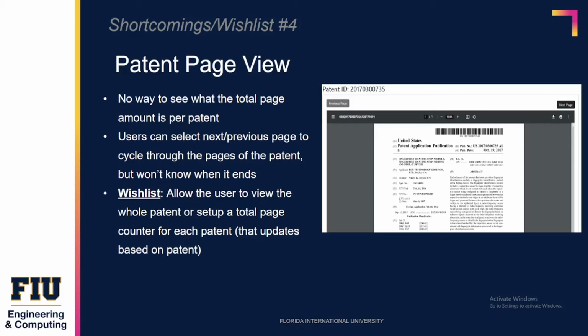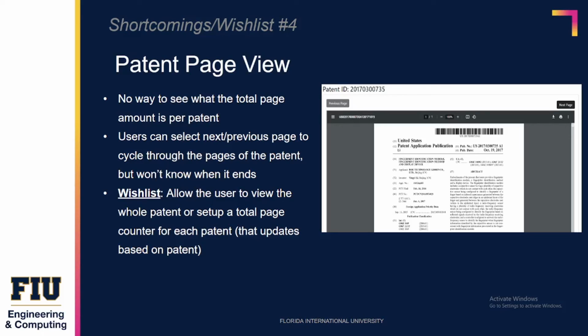patent. However, it would be a lot better for the users to see how many pages that the patent has, because as you can see here in this picture, it only shows the first page. It only says one page, right? One page out of one. And this may confuse the users to see that, oh, this patent only has one page.